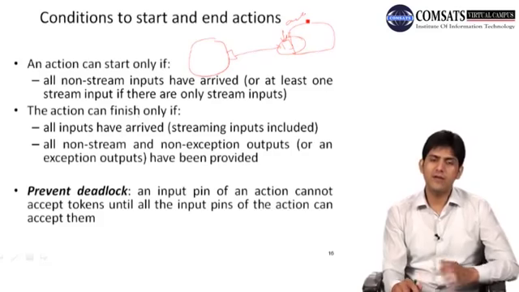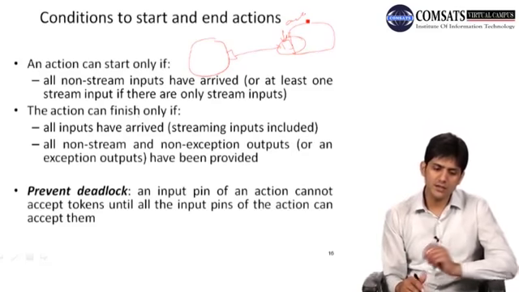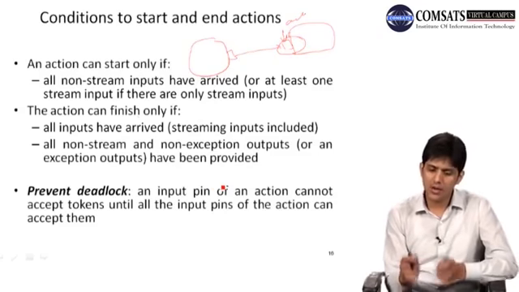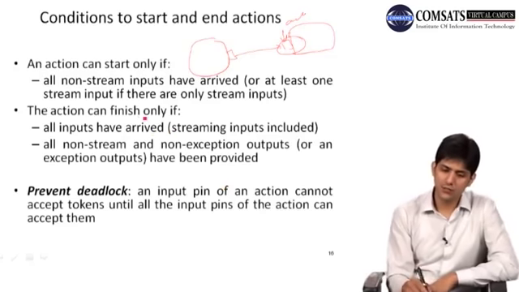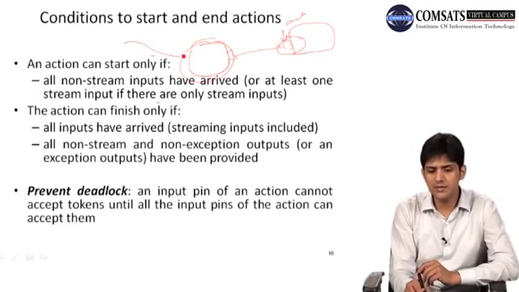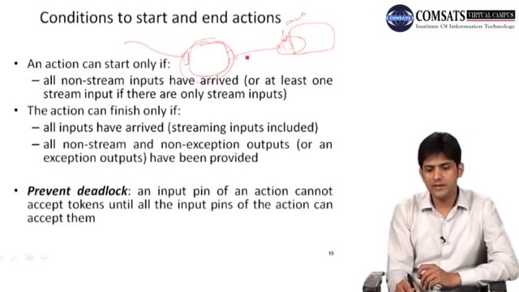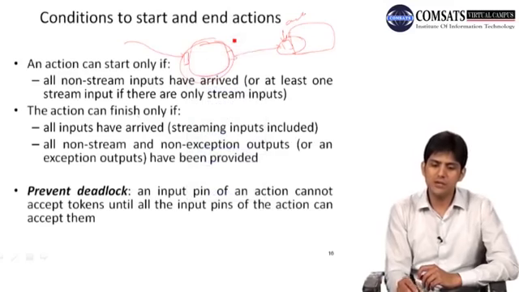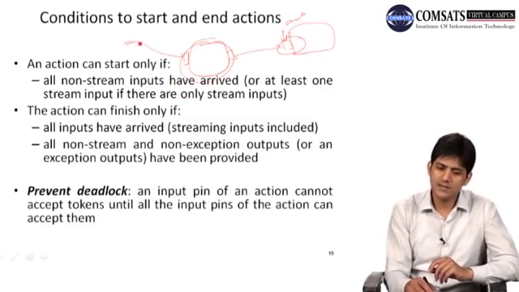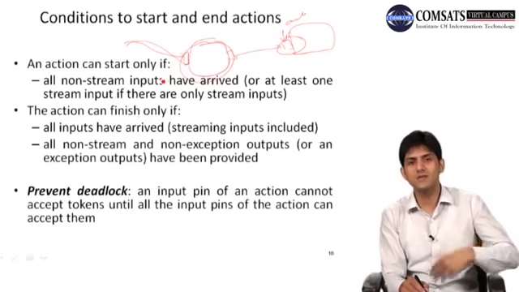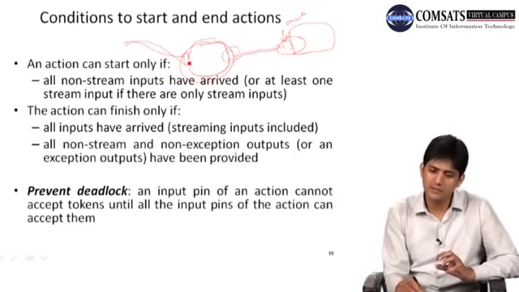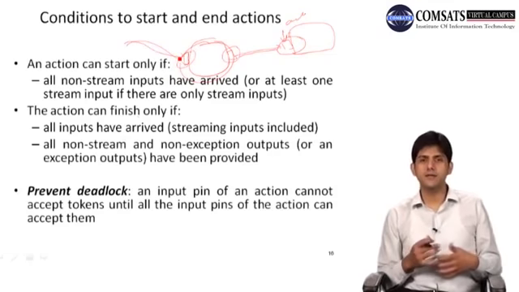Okay, and when does an action finish? The action can only finish if all the inputs have arrived, streaming inputs included, and all the non-stream and non-exception outputs have been provided. So for example, in case of this diagram, if this was accepting some inputs and it is producing some output as well, we can only say that this action is complete, or this action is finished, once it has received all the data, if it was receiving some streaming parameters, and if it has produced all the data. Only then, if these pins are empty, will we say that the action is done.